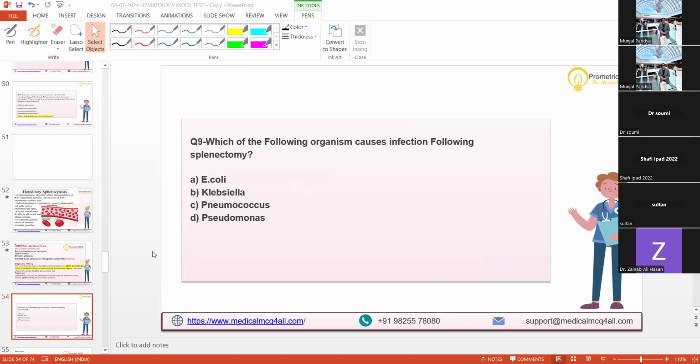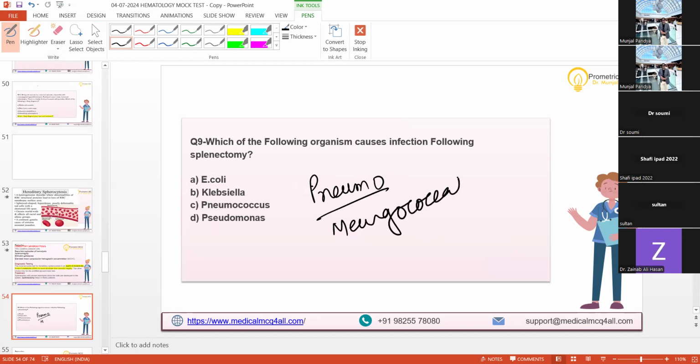So there are three kinds of encapsulated organisms, right? Let me tell you, these three encapsulated organisms are the culprits. One is pneumococcus, another is meningococcus, and the third is Haemophilus influenzae type B. These are the three commonest organisms.